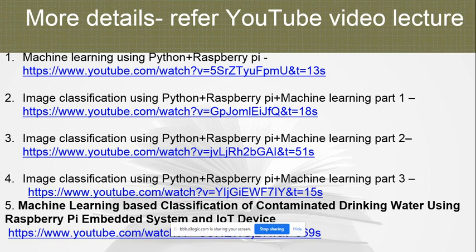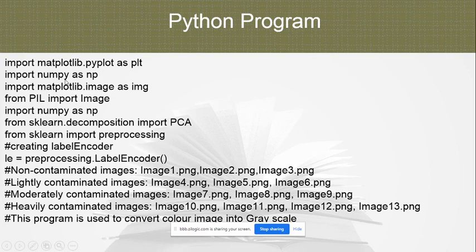Right. So the Python program, first import matplotlib and numpy, and PIL for image processing application, and numpy for calculations, and Scikit-Learn is the machine learning library. Here I am using the PCA library from Scikit-Learn and also the label encoder from Scikit-Learn, right?